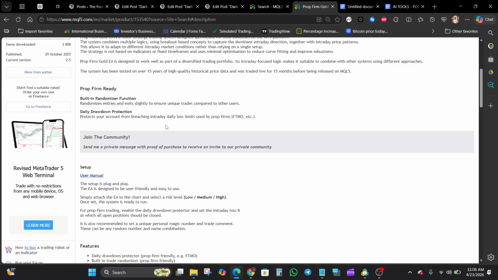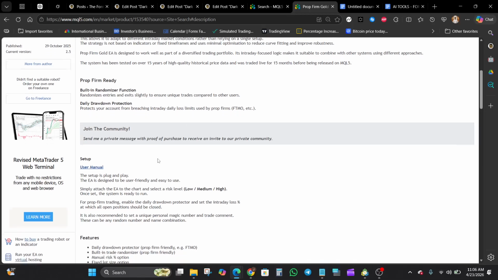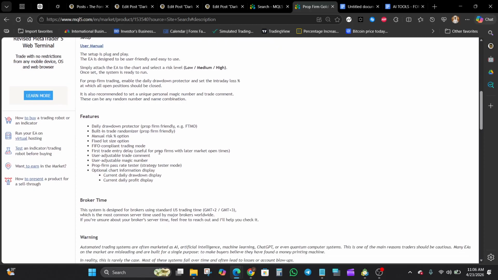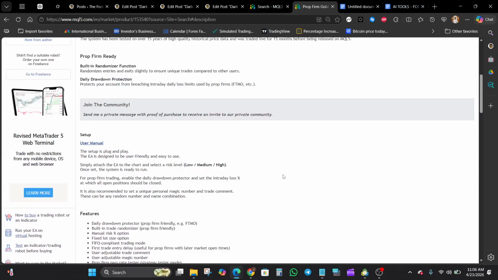There's also a strong focus on prop firm compatibility, things like daily drawdown protection and trade randomization. They are built in specifically to meet prop firm rules. So from the marketplace perspective, this EA is clearly designed with structured, rule-based trading and risk control in mind. Now, let's quickly break down how this EA is structured.